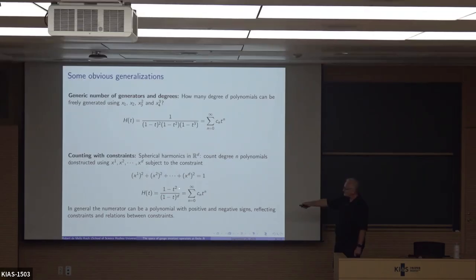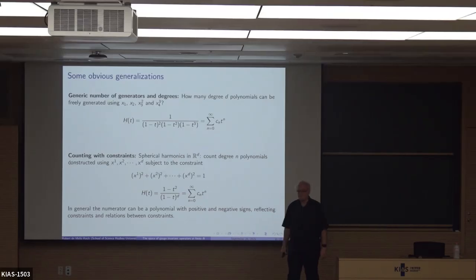We've got minus t squared because this constraint is degree 2. There's a single constraint, so it's a 1 multiplied by the t squared. And the fact that they're both over this denominator tells you that I've corrected for the 1 multiplied by any polynomial and the sum of squares multiplied by any polynomial. This is also a very simple counting problem.